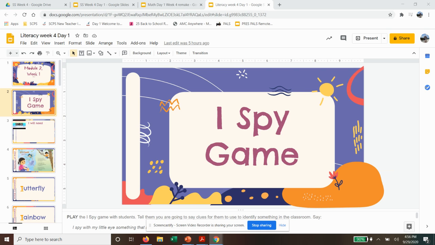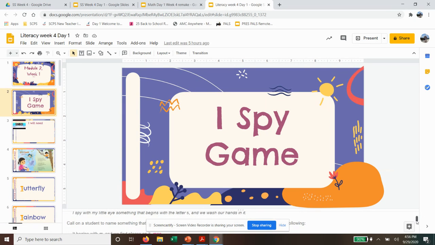This is what we did on September 29th, 2020 in literacy. We started by playing an I Spy game. The I Spy game consisted of the teacher saying, "I spy with my little eye something that begins with the letter S. We wash our hands with it." What is it? It would be the sink. The sink. It starts with the letter S, and we wash our hands with it.